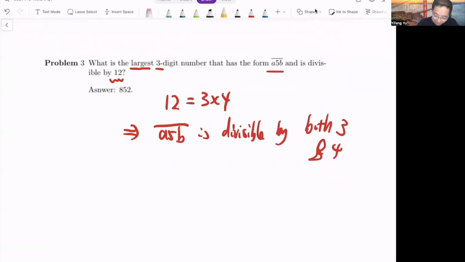And now we can apply the divisibility test for 3 and the divisibility test for 4. Let's recall the divisibility tests.